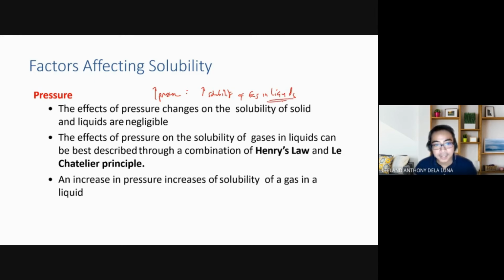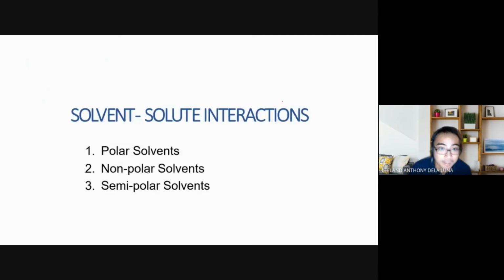So obviously, class, the effects of pressure on the solubility of gases in liquids can be best described with the use of Henry's law or the Le Chatelier principle. Okay, pero for the class, we'll be talking about Henry's law muna. So ano ba yung meron sa Henry's law na to? Hindi natin binanggit last time, di ba? Because this time, class, it's a separate topic kasi for solubility per se. To be more specific for solubility. So an increase in pressure, sabi natin, increases the solubility of gas in a liquid.